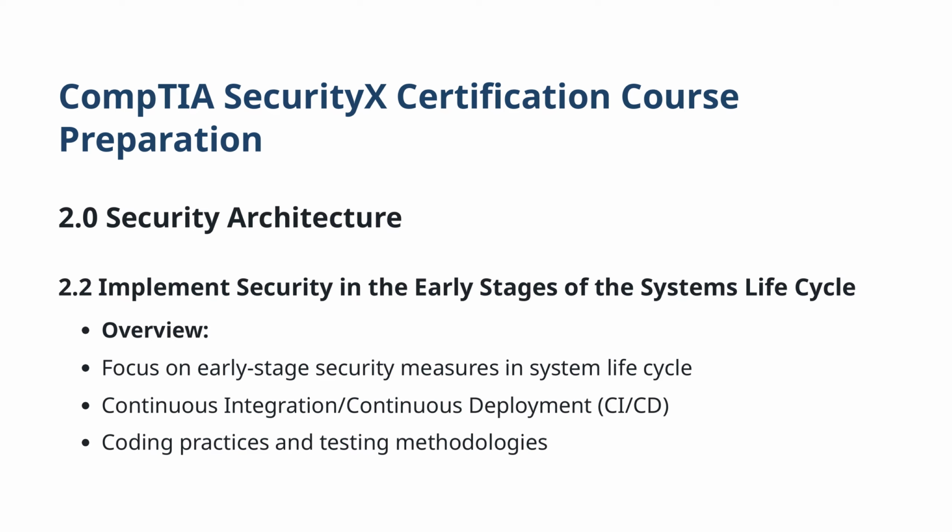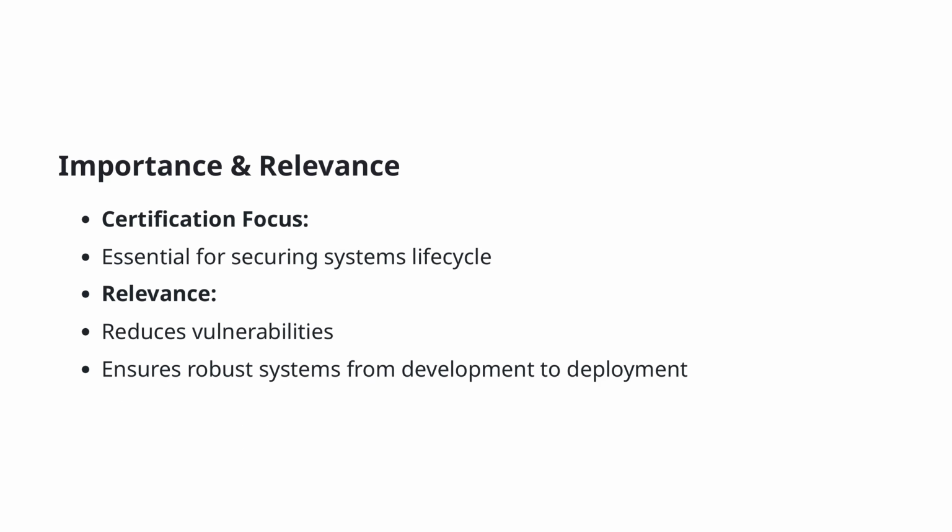This involves adhering to secure coding practices and incorporating rigorous testing methodologies to identify and mitigate vulnerabilities as early as possible. By embedding these security measures from the beginning, we're able to reduce potential risks and create more resilient systems. Understanding the importance and relevance of implementing security measures in the early stages of the system's lifecycle is crucial for securing any development project. This aspect is not just a best practice, but a foundational requirement for achieving a robust security posture. From a certification perspective, this focus is indispensable.